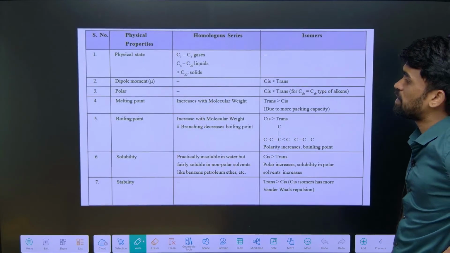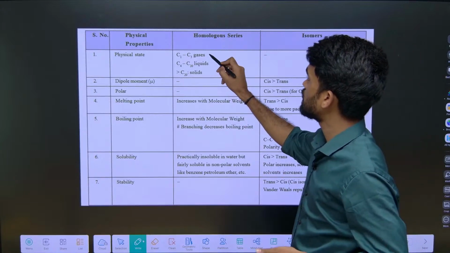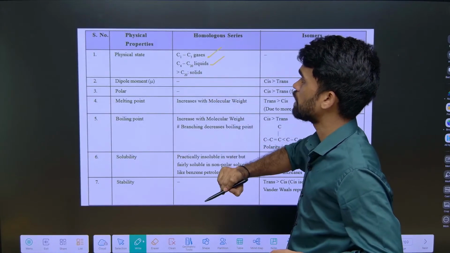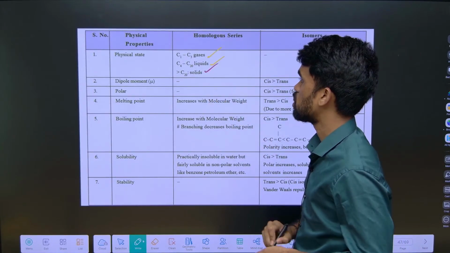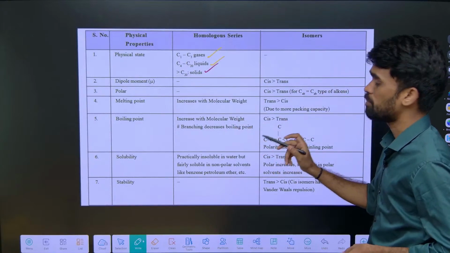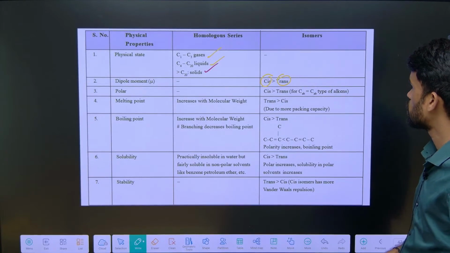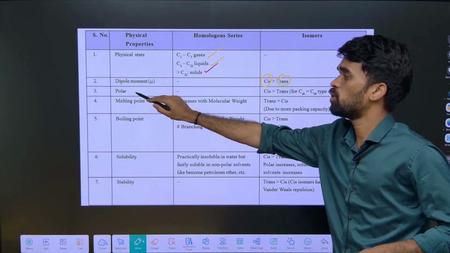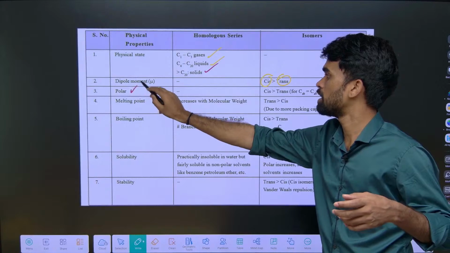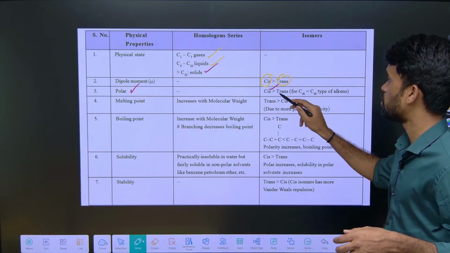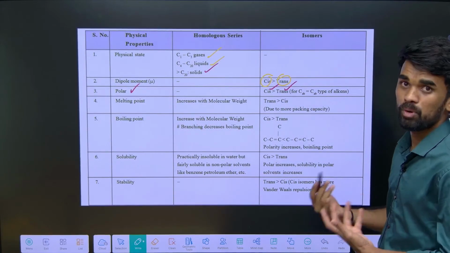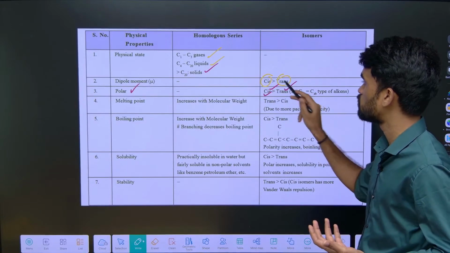Okay, so what are the physical properties we have? The first three are gases, up to 20 they are liquid, and after that they are solid. When it comes to dipole moment, cis will have more dipole moment than trans for alkenes. The more the dipole moment, the more polar it is. So cis has more dipole moment than trans, therefore polarity is more for cis.